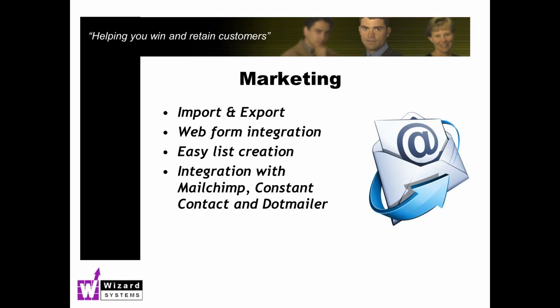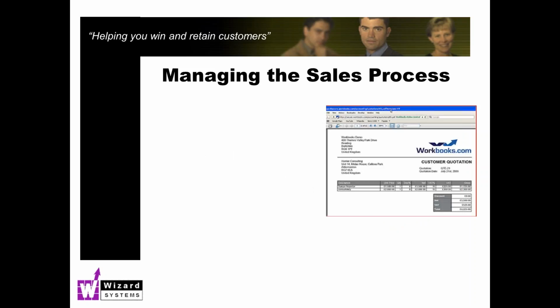So basically what happens is you create the list in Workbooks of the people you want to send a marketing email to. That list is uploaded to one of these 3 systems. They create the nice looking email. They will deliver the email, but importantly with the integration, automatically coming back into Workbooks, we can see against a customer's record or against the lead record what emails they were sent, what did they open, what did they click on, also seeing hard bounce and opt-out information as well.